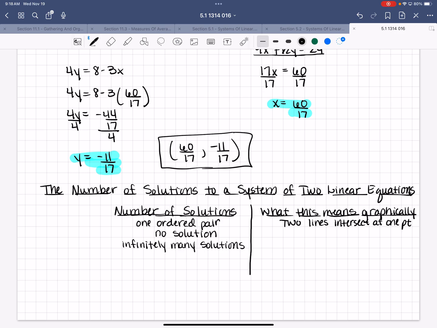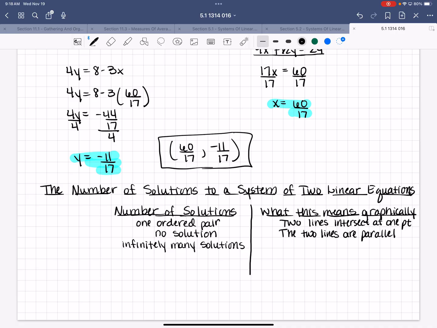If there's no solution, guys, you still have 2 lines, but there's no intersection. What kind of lines never intersect? Parallel. Good. So no solution means the 2 lines are parallel.